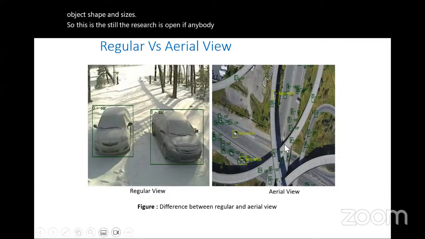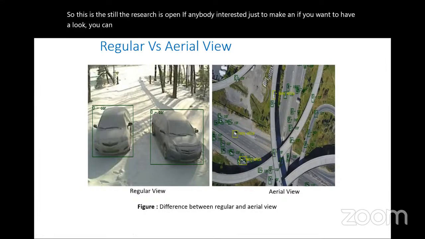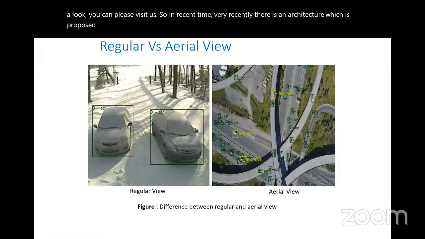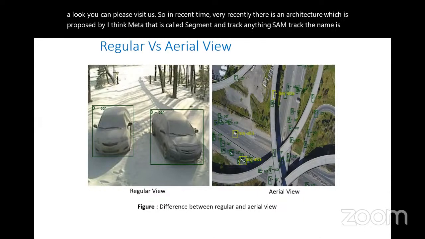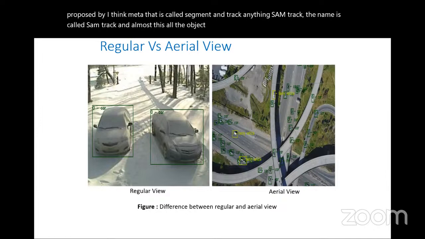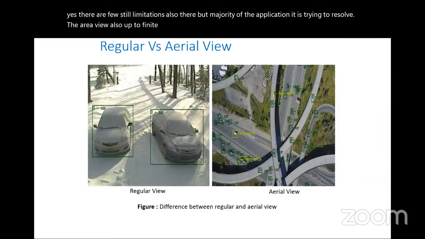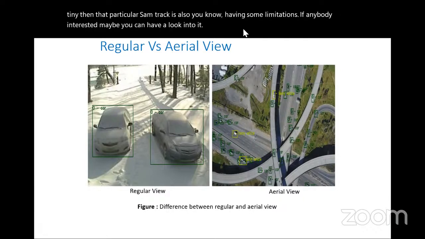If anybody is interested, you can please visit us. Very recently, an architecture was proposed by, I think, Meta, called Segment and Track Anything, SAM Track. The name is SAM Track. They have resolved almost all the object detector concepts. Of course, there are still a few limitations, but it is trying to resolve the majority of applications. In the aerial view also, up to a finite size it performs well, but when objects are very tiny, SAM Track also has some limitations. If anybody is interested, maybe you can have a look into it. Yeah, if you have any questions, please ask.